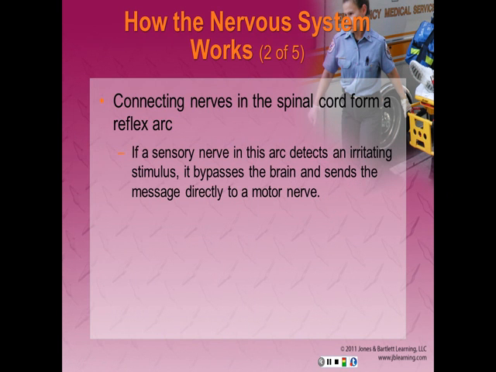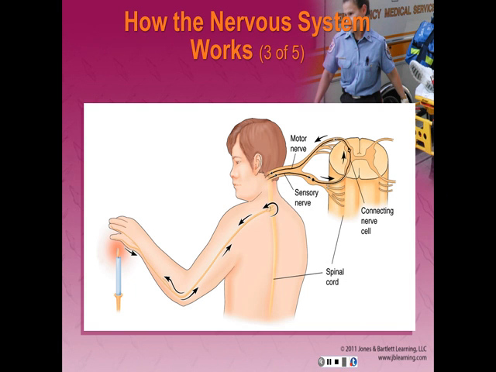The connecting nerves in the spinal cord form a reflex arc. If a sensory nerve in this arc detects an irritating stimulus, it bypasses the brain and sends the message directly to the motor nerve. Here you can see an example of the reflex arc. So if you touch a hot object or you get close to a hot object, it doesn't have to go all the way up to your brain. It only goes to the reflex arc in the spinal cord, and sensory back to motor doesn't have to travel all the way up to your brain to make you move.